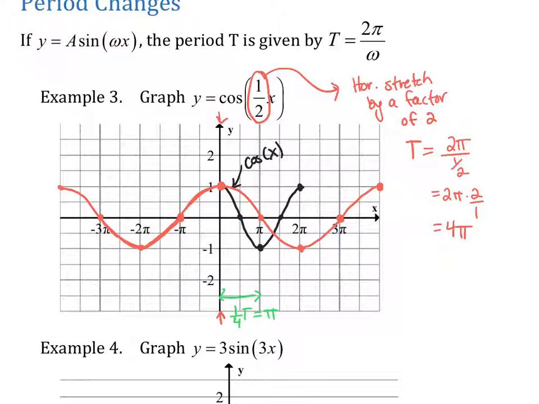Now it's a little bit hard to actually think of this happening on a circle, because now it's taking 4 pi to fit one period, and that's just because we have this horizontal stretch factor that's actually changing the length of the period. So we can see that the length of the period on this, here's a fundamental cosine period, and that length is 2 times 2 pi, or 4 pi.